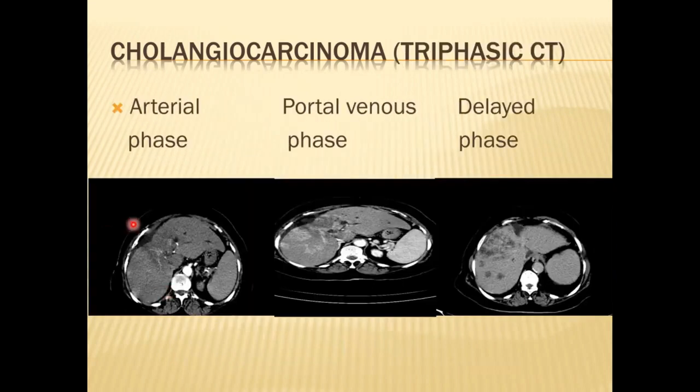This is the image. Cholangiocarcinoma shows capsular retraction, as we know, with the adjacent biliary duct dilatation. This is a strong indication of cholangiocarcinoma. Okay.